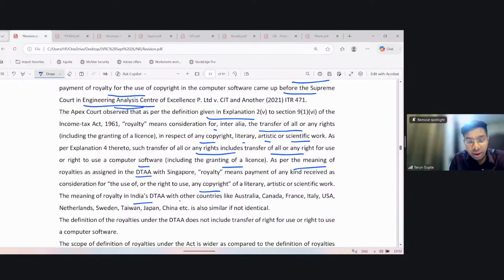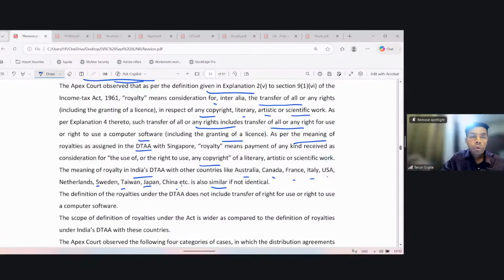The meaning of royalty in India's DTAAs with other countries like Australia, Canada, France, Italy, USA, Netherlands, Sweden, Taiwan, Japan, China, etc. is also similar if not identical. This was observed by the Supreme Court. The Supreme Court said the definition of royalty under the DTAA does not include transfer of right to use computer software per se. So in the DTAA, royalty only means use or right to use copyright. Though under the Act, use or right to use computer software per se is royalty, this position is not the same in the DTAA. The scope of the definition of royalty under the Act is wider as compared to the definition of royalty under India's DTAA with these countries.